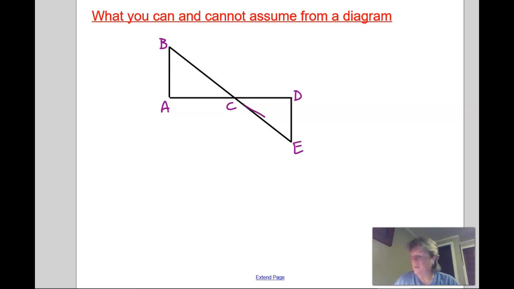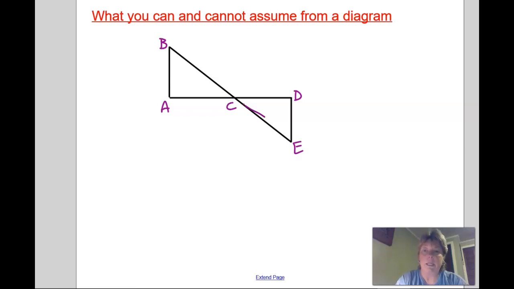So some things that you are allowed to assume from a diagram is that if something looks like a straight line, it is a straight line. So for example, in this picture, it's okay to assume that BCE is a straight line. Though you may see, again, when we get to the Regents exam, they will probably give you something like this in their list of givens. So a given is just something that you're told is true, and therefore you can go ahead and accept that fact that it is true.